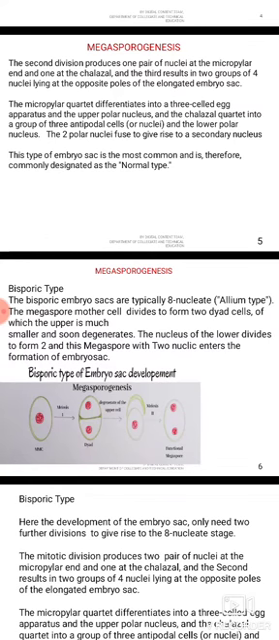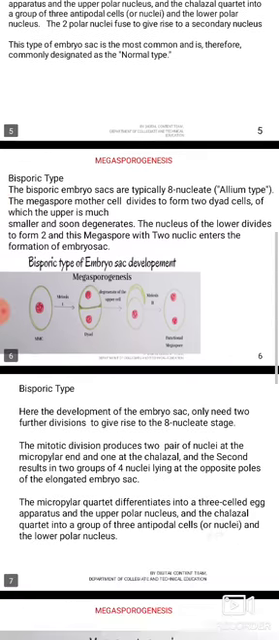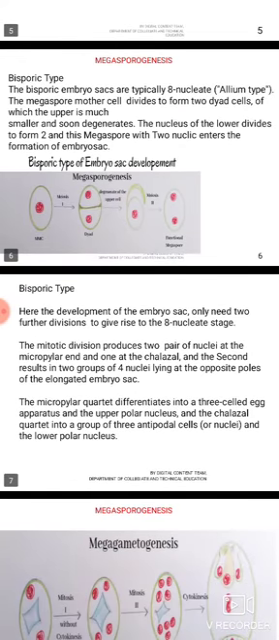Here, the development of the embryo sac only needs two further divisions to give rise to the 8 nucleate stage. The mitotic division produces two pairs of nuclei at the micropylar end and two at the chalazal end. And the second results in two groups of four nuclei lying at the opposite poles of the elongated embryo sac.